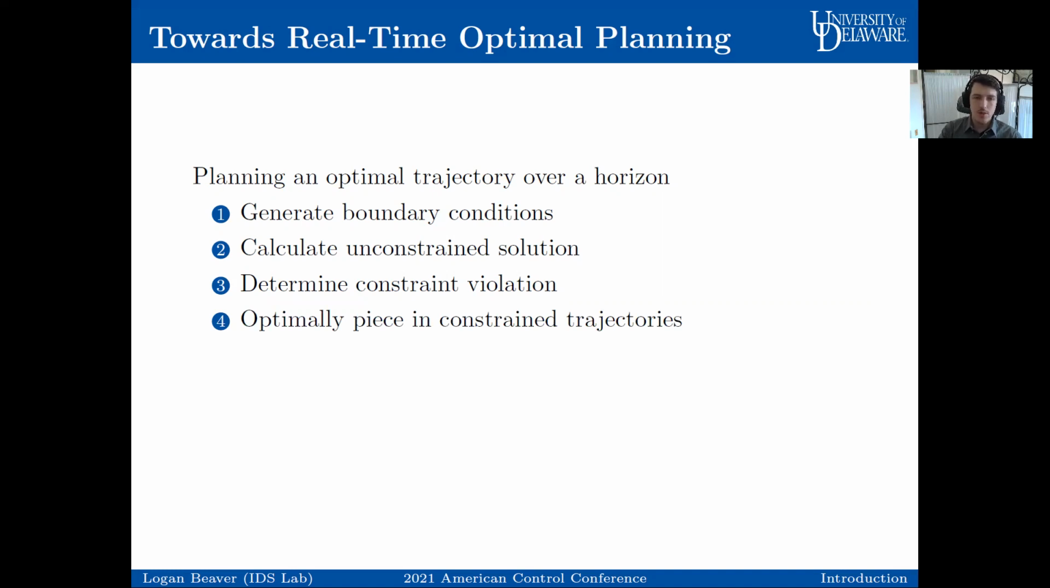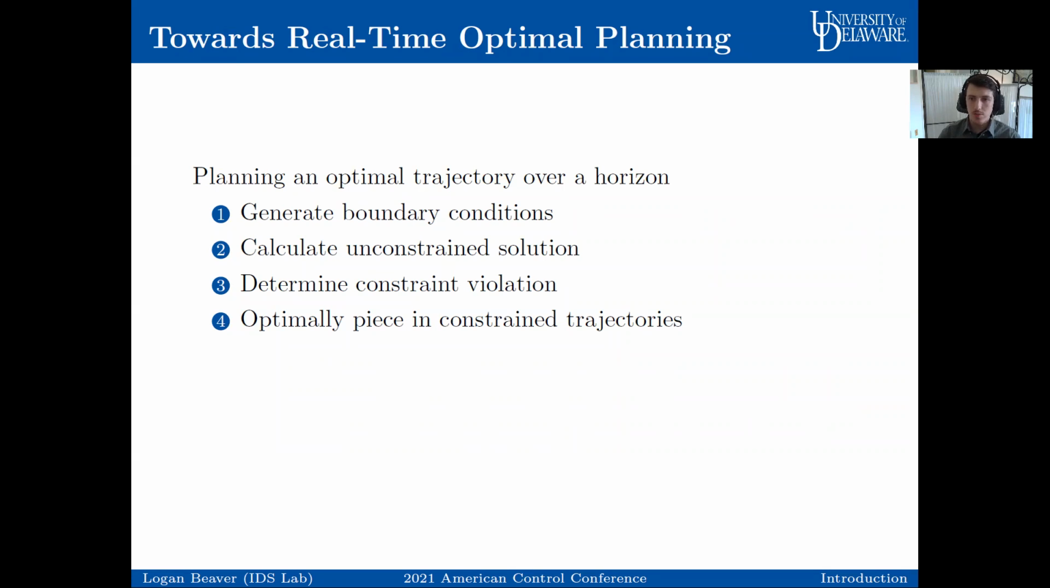So for example, if you're a vehicle and your unconstrained trajectory violates the speed limit, you'll travel unconstrained for a while. At some point, you're going to travel at a speed equal to the speed limit, and then you'll exit back to an unconstrained trajectory and reach your final location, final state. And this has to be optimally pieced together.